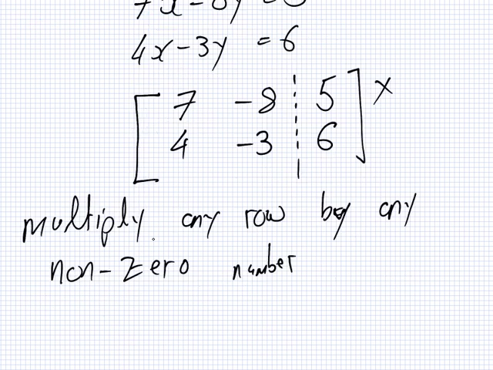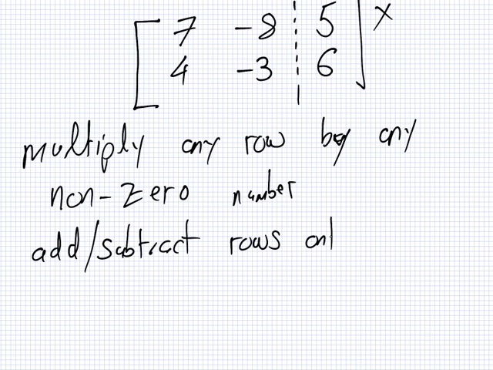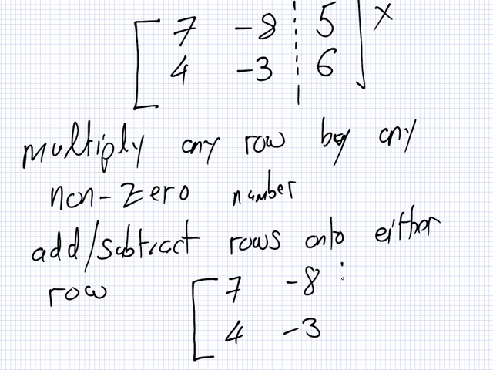And the second rule is that you can add or subtract rows onto either row. Now I'll explain that in a moment with an example. So these are the two basic rules, and we'll have a look at it now. So let me just write it again here. 7, 4, minus 8, minus 3, dot dot dot, 5 and 6. Okay, can I start it now?